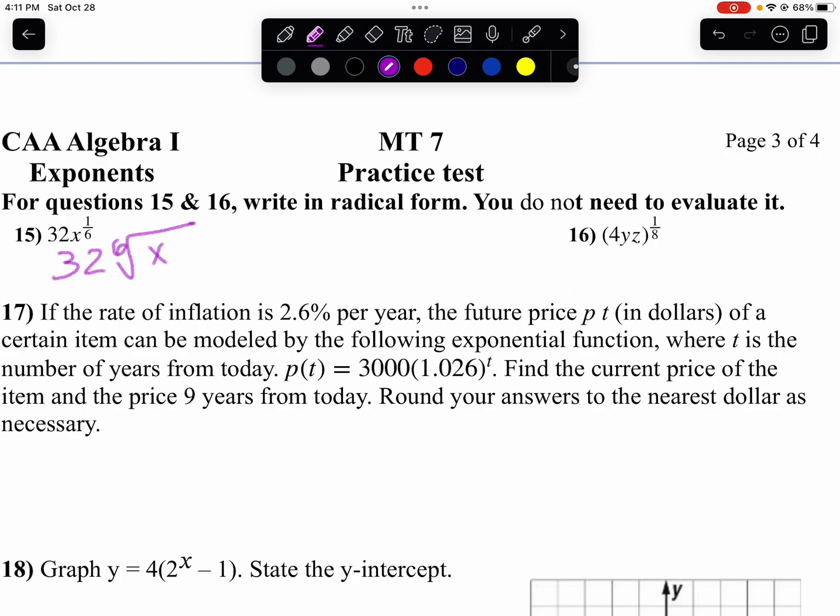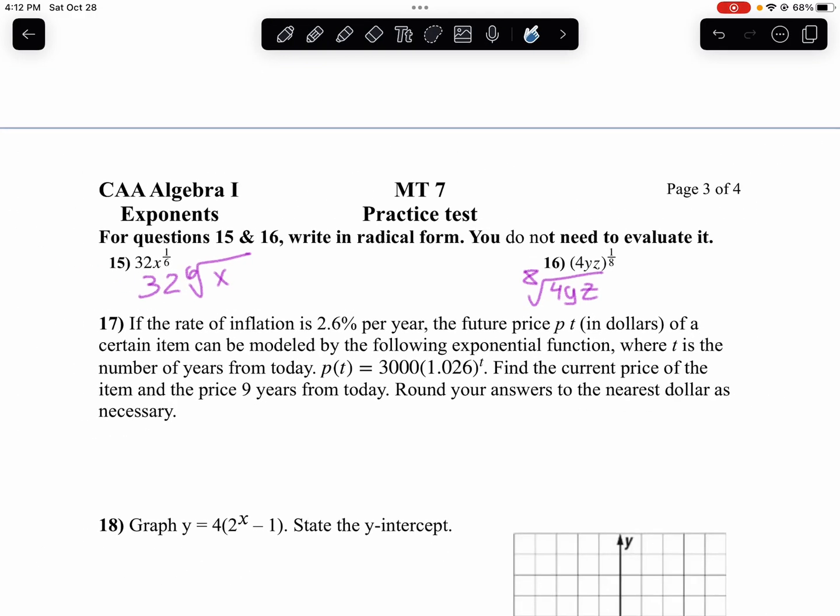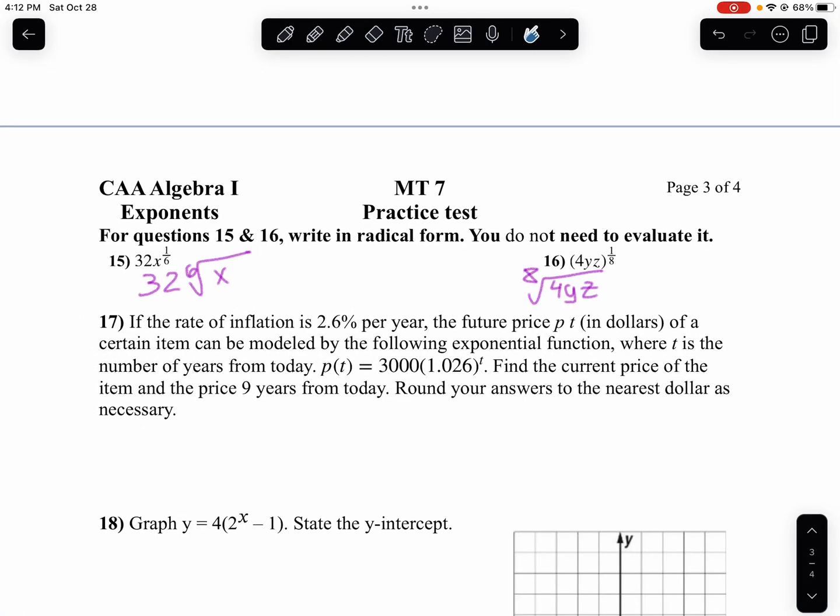Notice all three of them are in parentheses. So I'm going to take the 8th root, because my index is 8, of 4yz. And so that's what we have to do with that question. Now on question 17, we have this application problem, but really I just told you what to do.